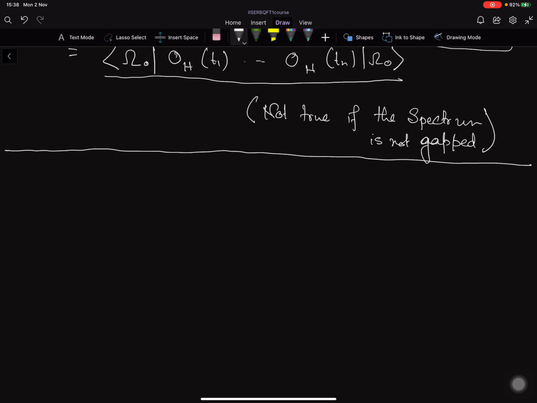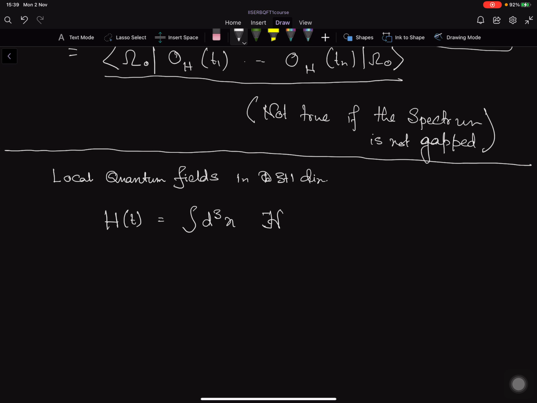In the next lecture we will give some examples and use it. I just want to mention some specialization. Up to this point the discussion was very general. I will just discuss what happens for local quantum field theory in 3+1 dimensions. In the case of local quantum field theory, the full Hamiltonian is basically given by a space integral of some Hamiltonian density.